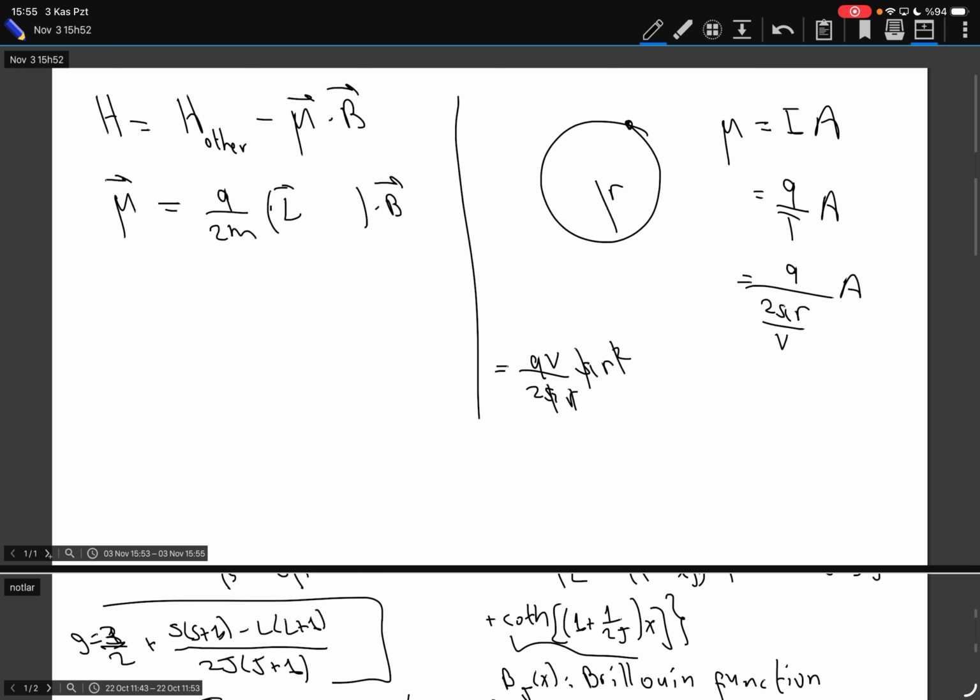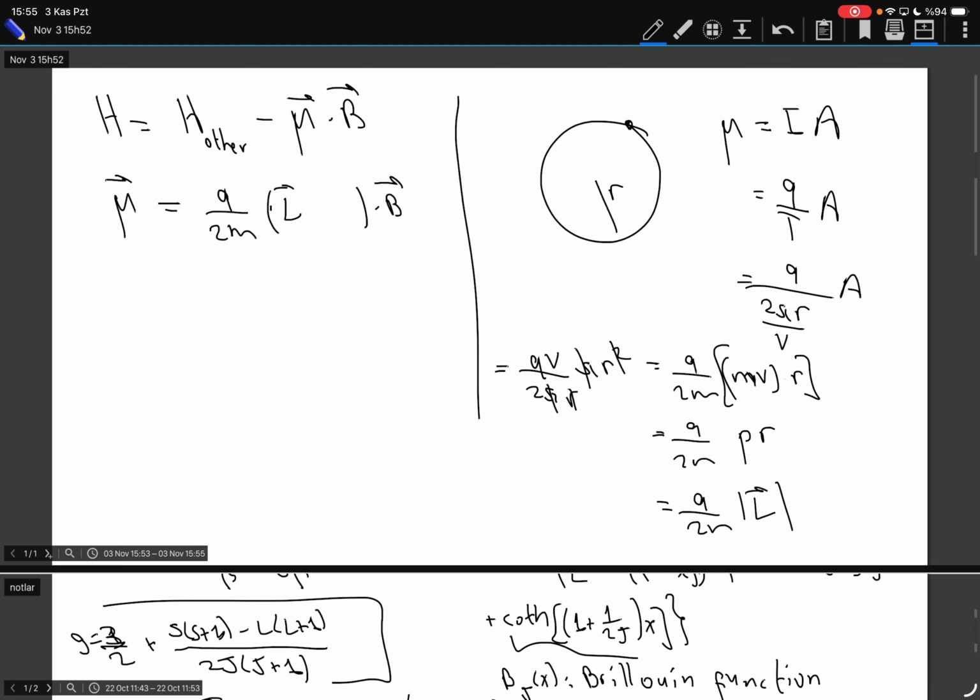Which gives me q over 2m, mv times r. mv is the linear momentum. This is q over 2m, p times r. But this is nothing but q over 2m, the magnitude of the angular momentum.